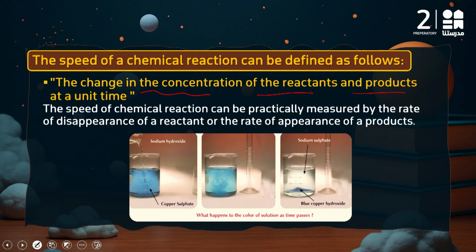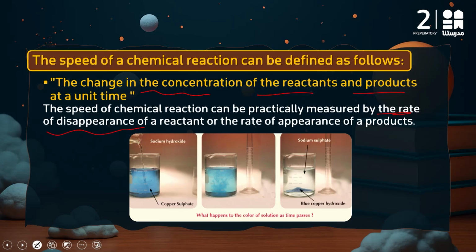How can we measure the speed of chemical reaction? That is, how do we know whether this reaction is fast or slow? We can measure the speed of chemical reaction by measuring the rate of disappearance of one of the reactants, or the rate of appearance of one of the products.